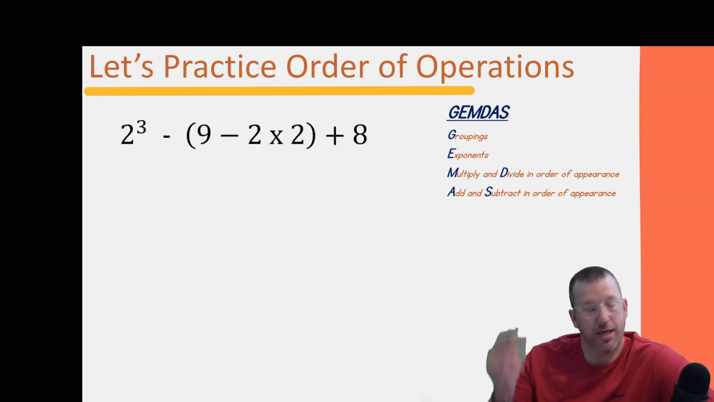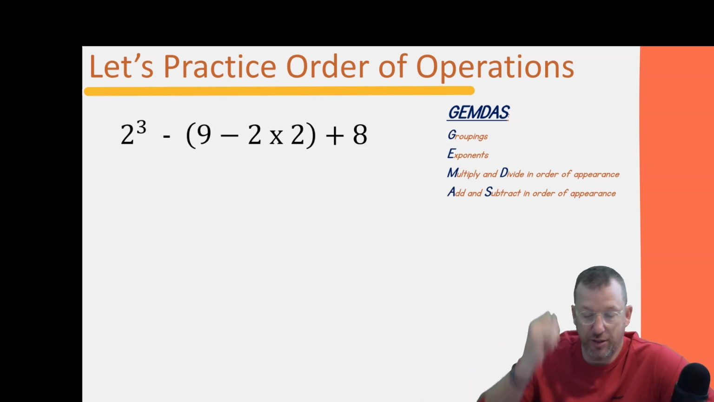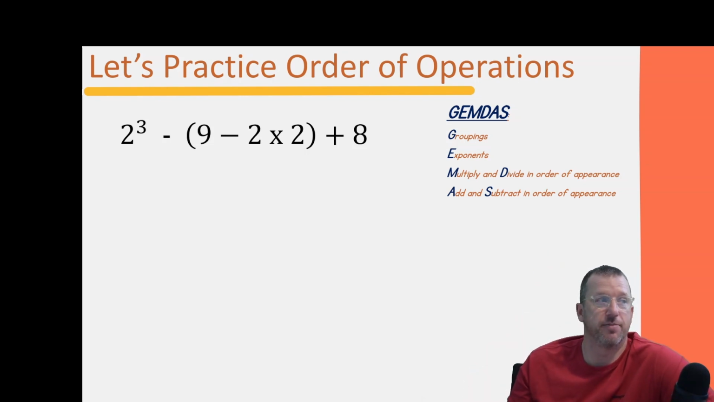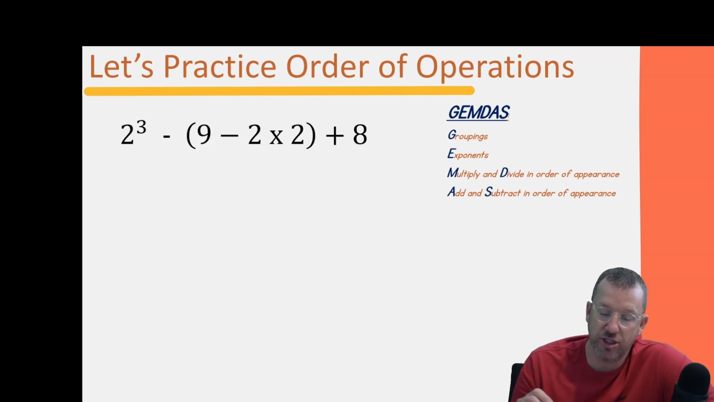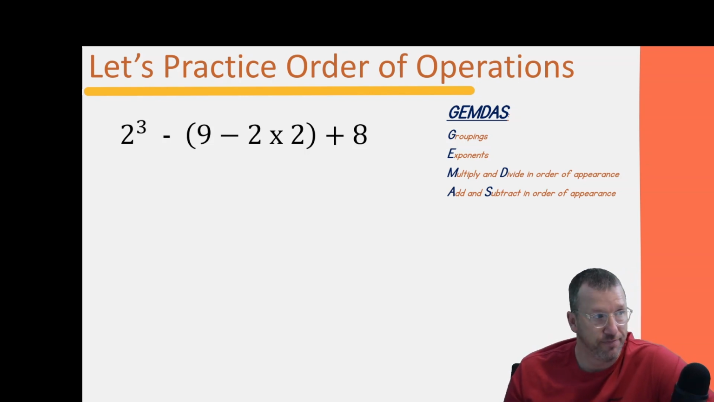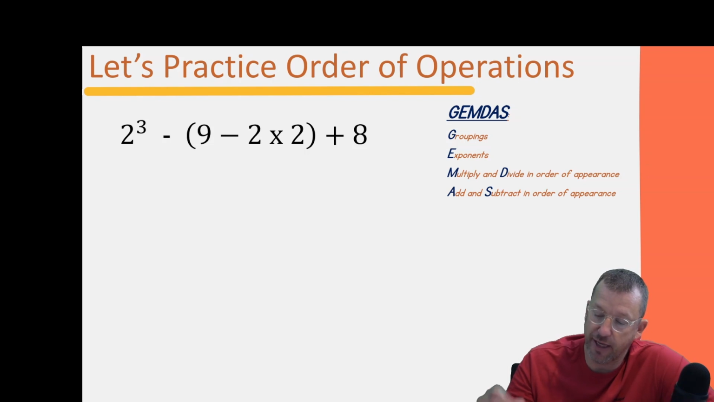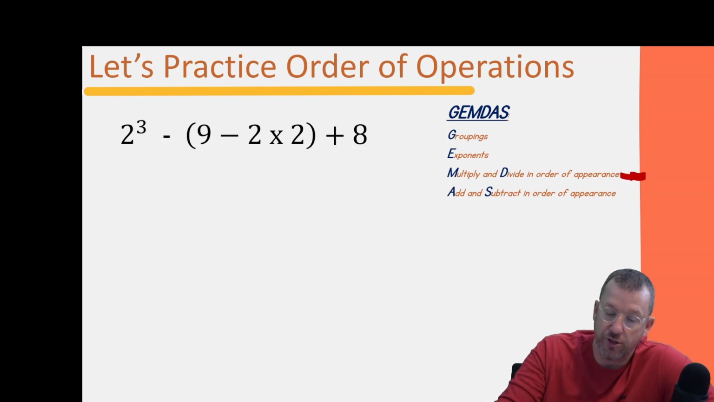Let's do another one. Okay, just get a little bit harder each time. So now we got groupings. Yes, I see parentheses, but there's multiple things to do inside the parentheses. Well, we use the order of operations once we get inside the parentheses as well. So we have 9 minus 2 times 2. Well, do we do subtraction or multiplication first? It looks like multiplication is done first over here. So we draw our two little lines and we say, what is 2 times 2?